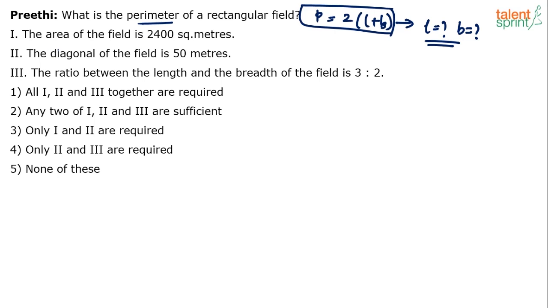Now look at statement 1. You know the data sufficiency process, right? First, go statement by statement. First, check the individual statements. If individual statements fail to give you the answer, only then go for a combination of statements. So let's verify the individual statements first.